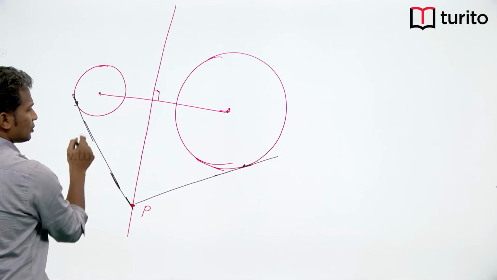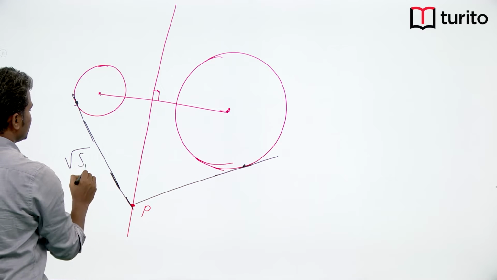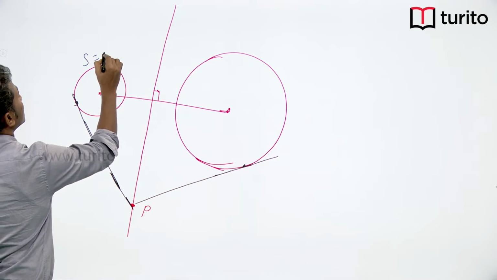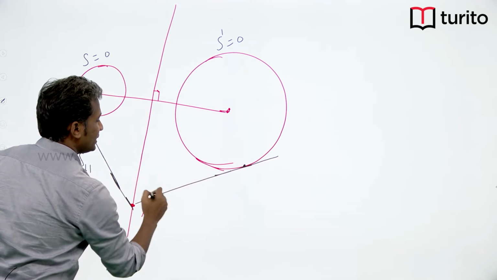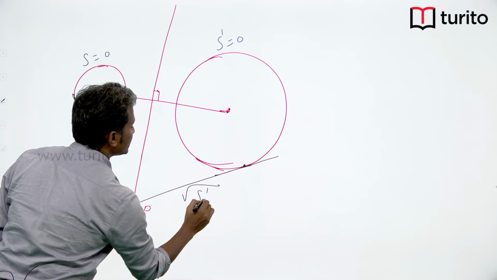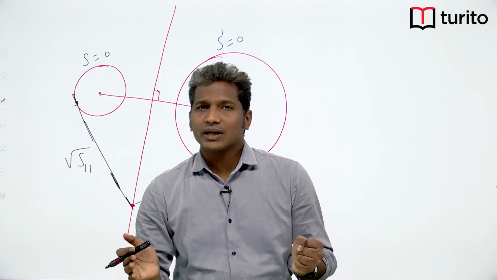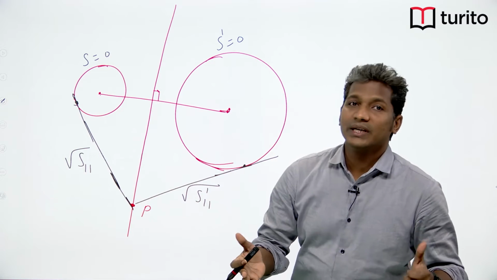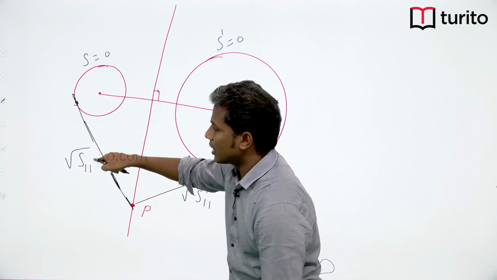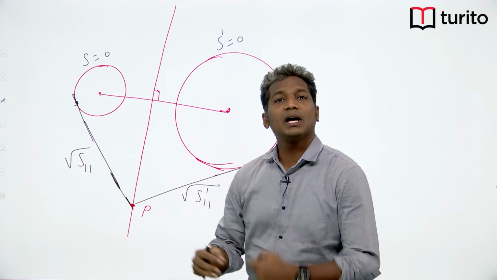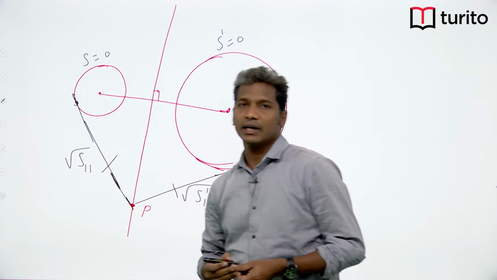Now, the lengths of these tangents become the root of the power, which is root of S11, assuming that this is S equal to 0 and this is S dash equal to 0. So, the length of this tangent also becomes root of S dash 11. Now, if the powers with respect to two circles are equal, then these two lengths must also be equal, because whatever the expressions inside the square root are, they carry the same values. So, these two lengths are going to be equal.